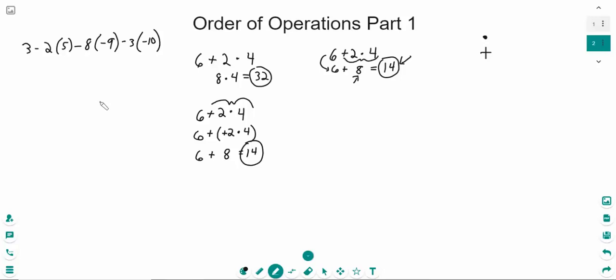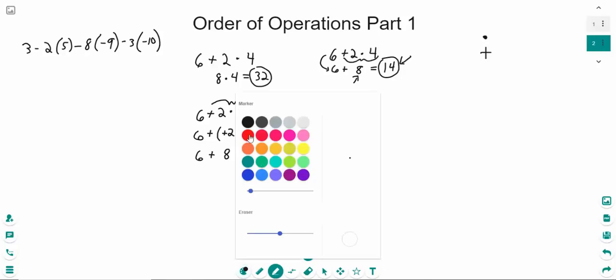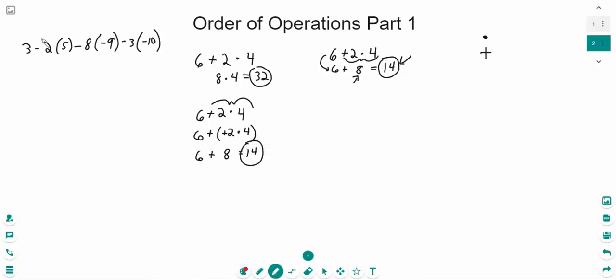The first step is going to be to find where the multiplication occurs. So if we look at the problem, let's find multiplication. We have multiplication going on between the 2 and the 5 here, and keep the sign with it: negative 2 and the 5. Where else do we have multiplication? Well, we have a multiplication between this negative 8 and the negative 9, right? And we have multiplication between this negative 3 and this negative 10.